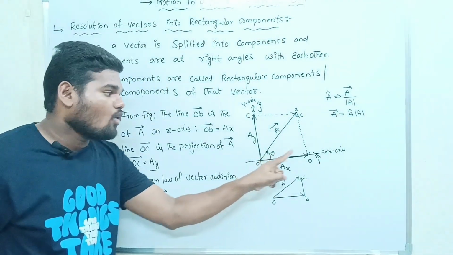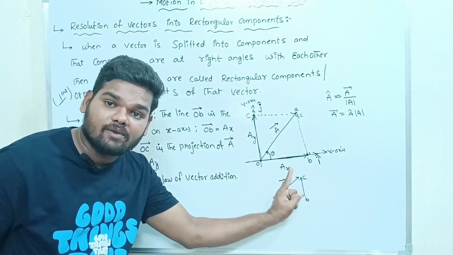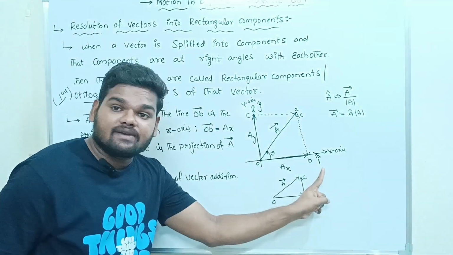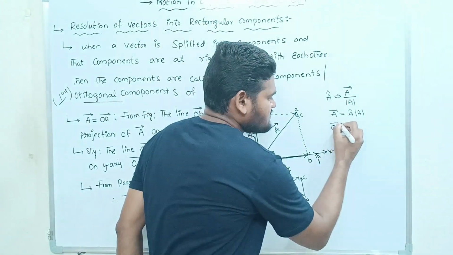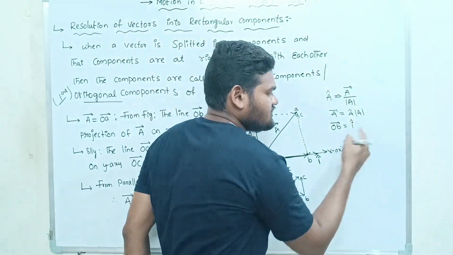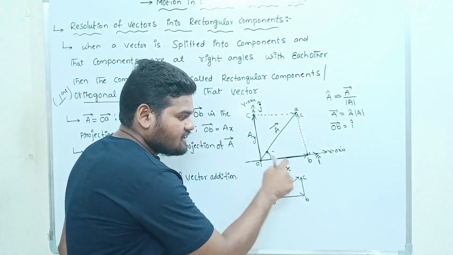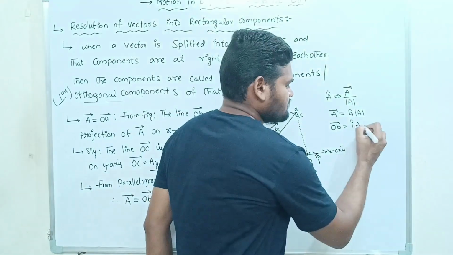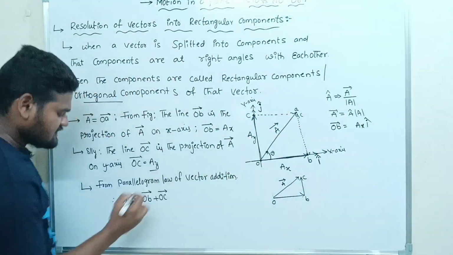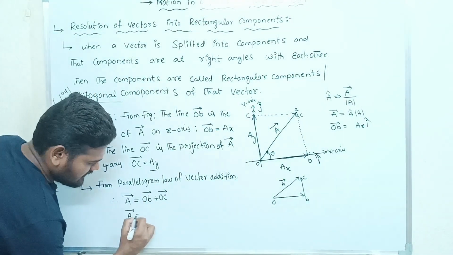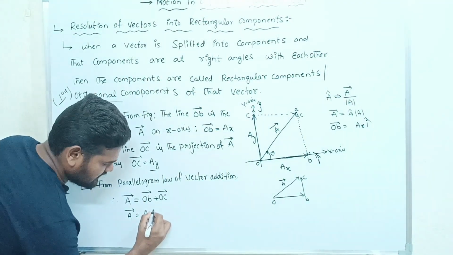Have a look. This is the OB bar vector. And I cap is the unit vector along the x-axis. So OB bar vector is equal to I cap, the unit vector, times the magnitude, which is AX. So OB bar is equal to AX I cap.